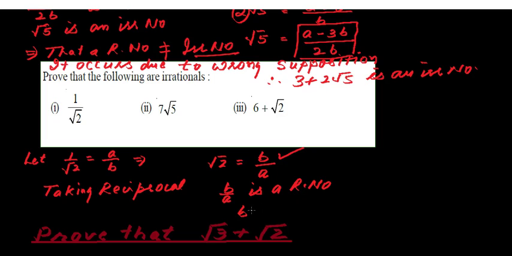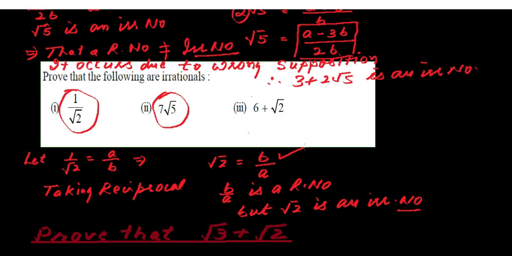but √2 is an irrational number. We have proved it earlier. That's why there is a contradiction. Our supposition was wrong, that it was a rational number. Therefore, we can prove this sum in this method.